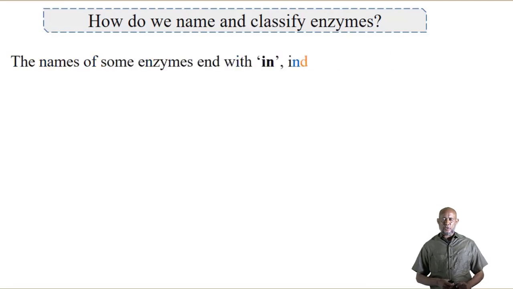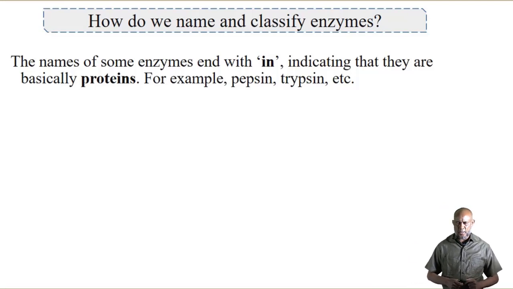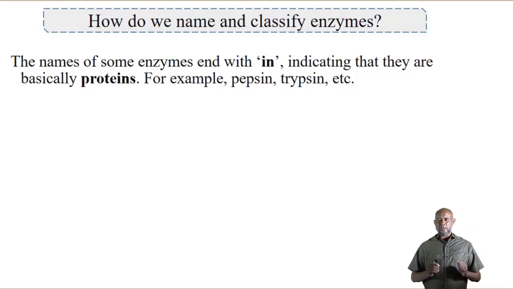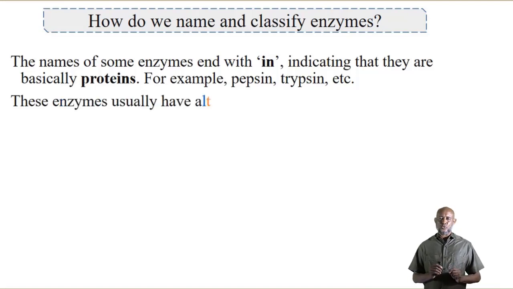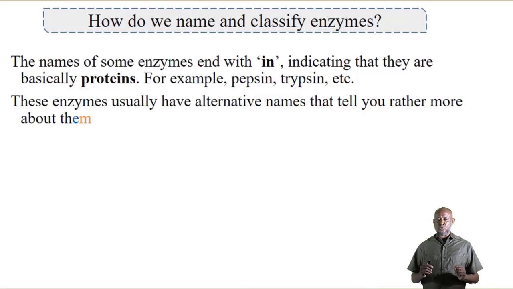The names of some enzymes end in "-in", indicating that they are basically proteins, okay? For example, pepsin, trypsin, and so on. These enzymes, pepsin and trypsin, are basically proteins. The last two letters, "-in", in pepsin and trypsin indicate that they are originally proteins.